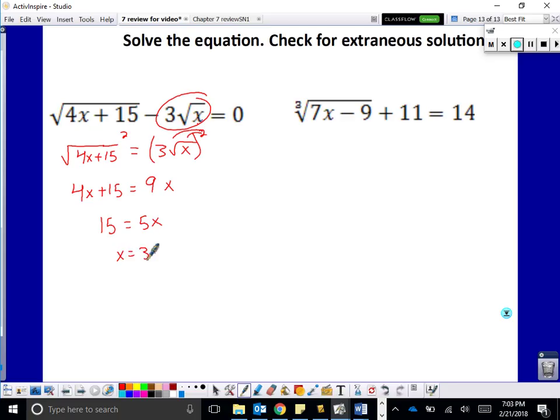Okay, if we were to plug that back in, plugging the 3 in would give you square root of 27 minus 3 root 3 equals 0. Because I squared, I do need to check it. This does check out. Square root of 27, if I break that down, really is 3 root 3. So 3 root 3 minus 3 root 3 is 0. Therefore, this is a good solution.